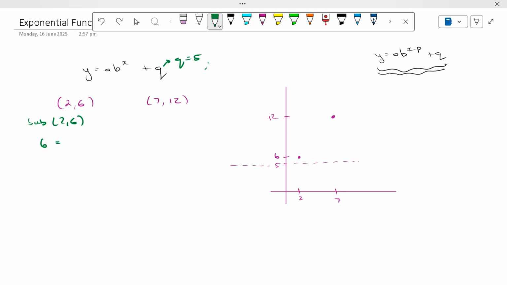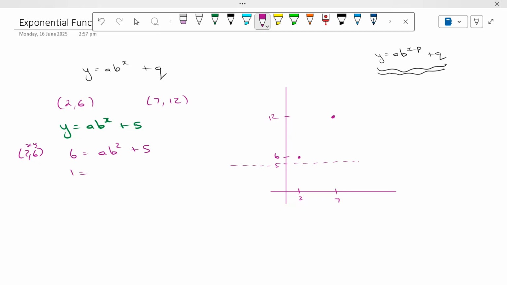So therefore my new equation, let me write the new equation first for you. So you got y equals ab to the power of x plus 5. And now we're going to go ahead and substitute it in. Let's go to the first one. So we substitute 2 and 6 in here. 6 equals ab squared plus 5. So 1 equals ab squared, equation number 1. All right, then we substitute 7, 12 in here, x y. We put 12 equals ab to the power of 7 plus 5. 12 minus 5 is 7. 7 equals ab to the 7, that's equation number 2.